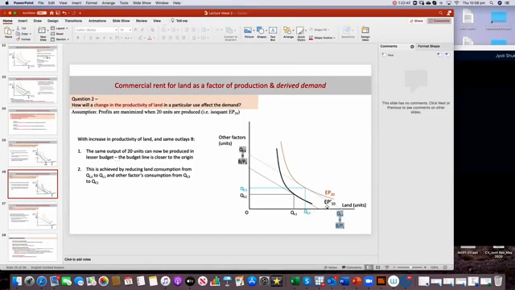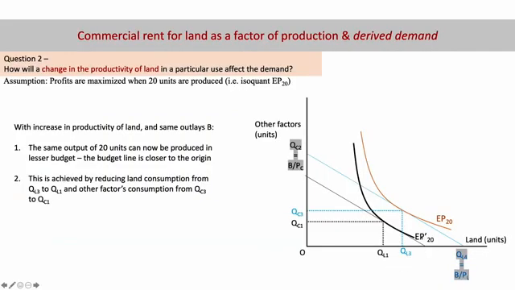So we are saying that this should be actually EP20 and not EP10. So this is the new isoquant line, which also generates 20 units. So what we are saying is that earlier, when the productivity of land was lower, we were consuming land equivalent to QL3 for producing 20 units. But when the productivity of land has increased, we are consuming only QL1 quantity of land, and that too at a lower budget.